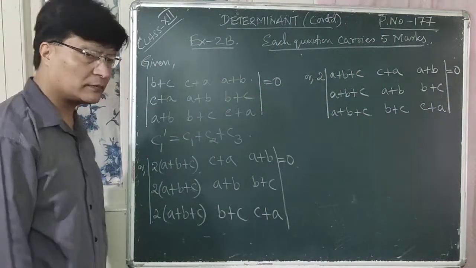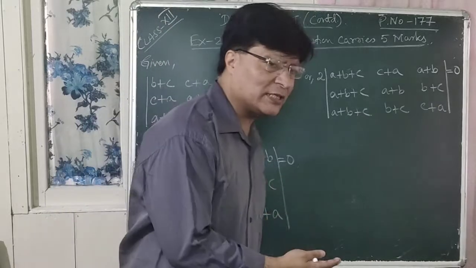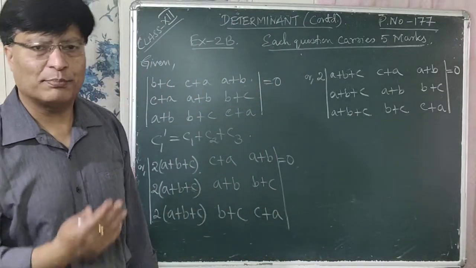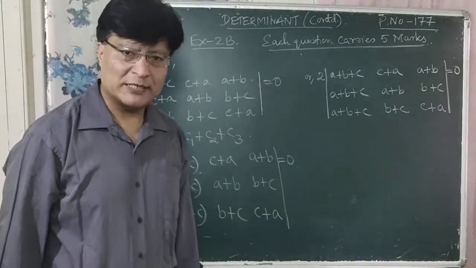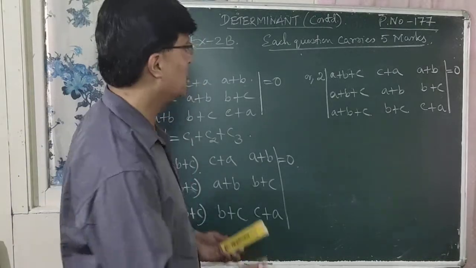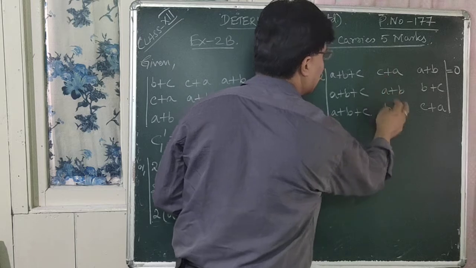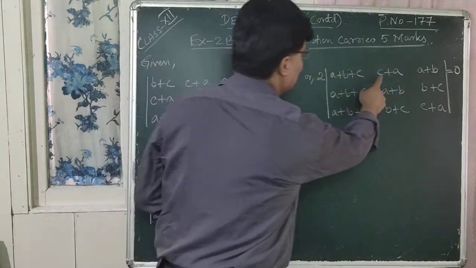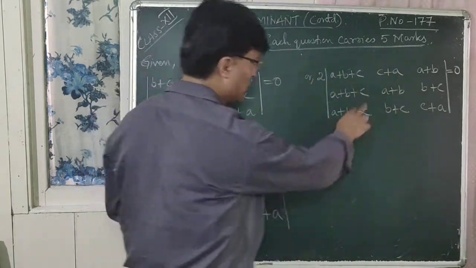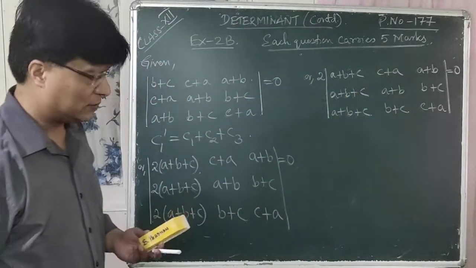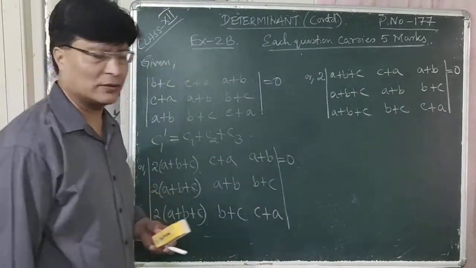Okay. So let us make this determinant easier by using properties again. That is property number 5. So now you can make these terms here into a single term. You can make this C plus A a single term, and A plus B and B plus C as a single term, by using property number 5.